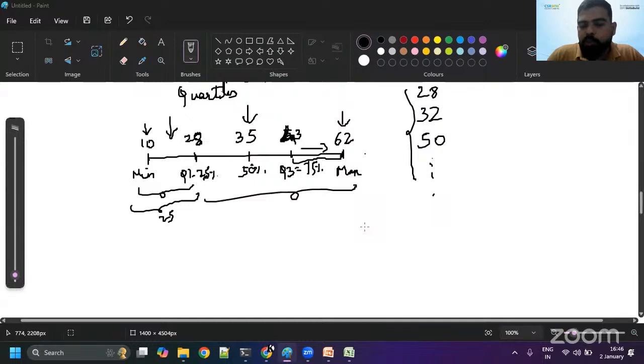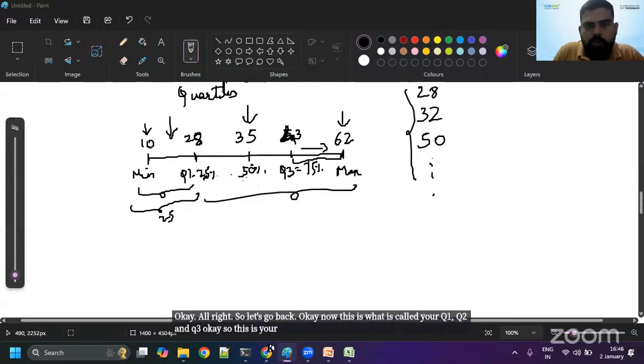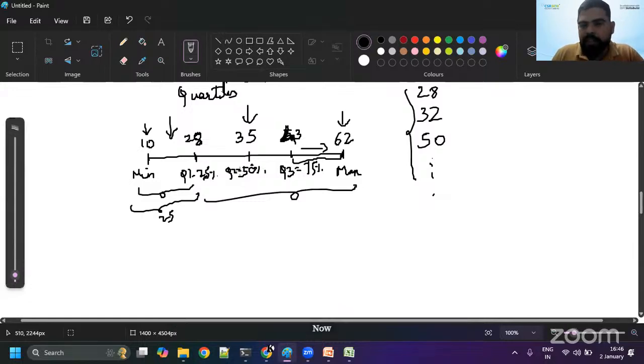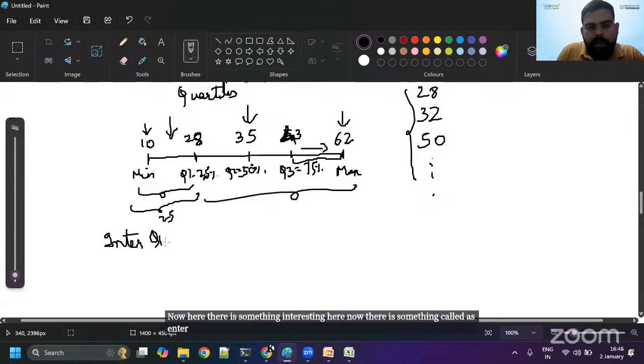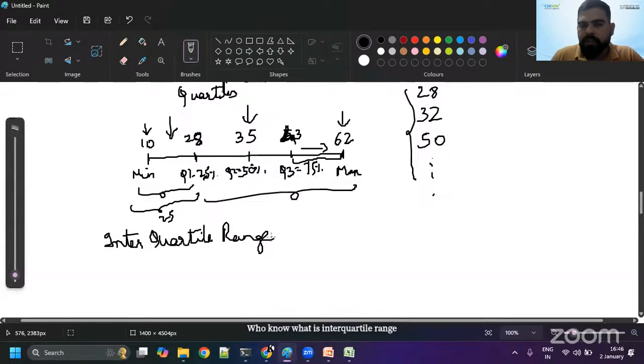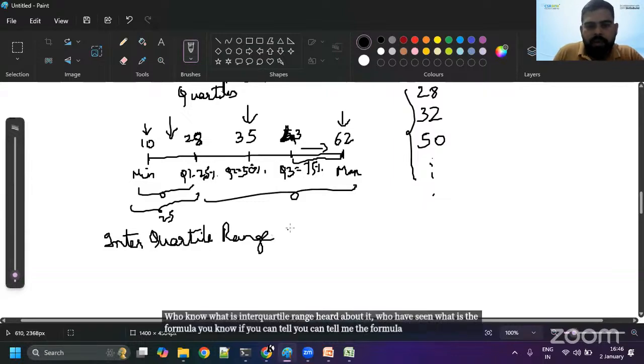Okay. Now this is what is called your Q1, Q2, and Q3. So this is your Q2. Now here there is something interesting. There is something called the interquartile range. Anyone who knows what the interquartile range is? Who has heard about it? Who has seen the formula? If you can tell me the formula. Or it is also known as IQR.